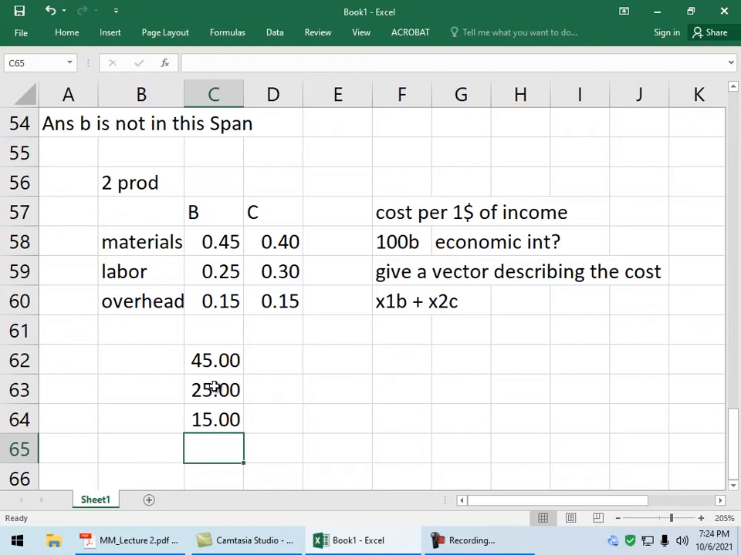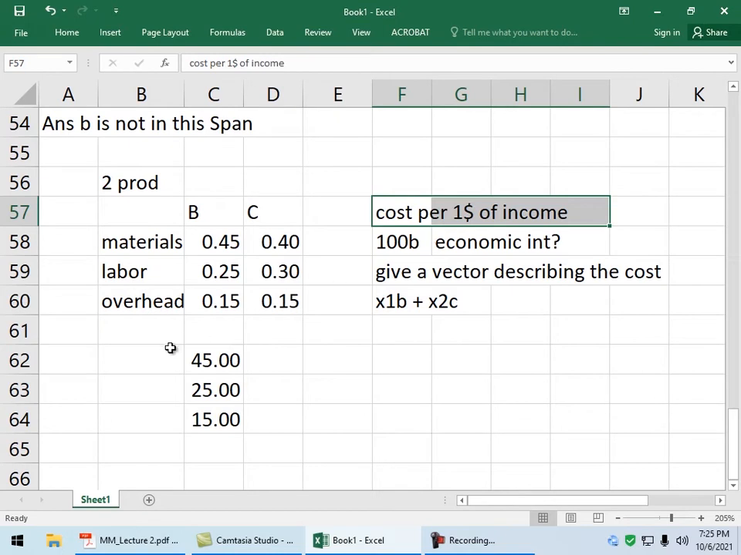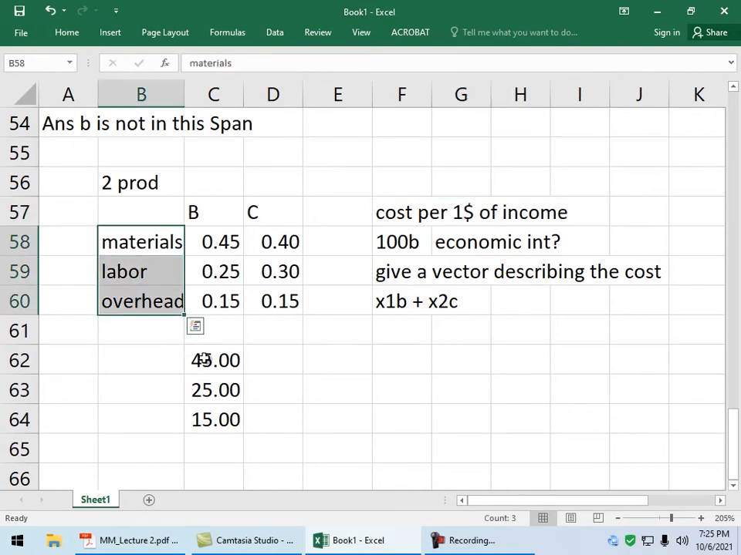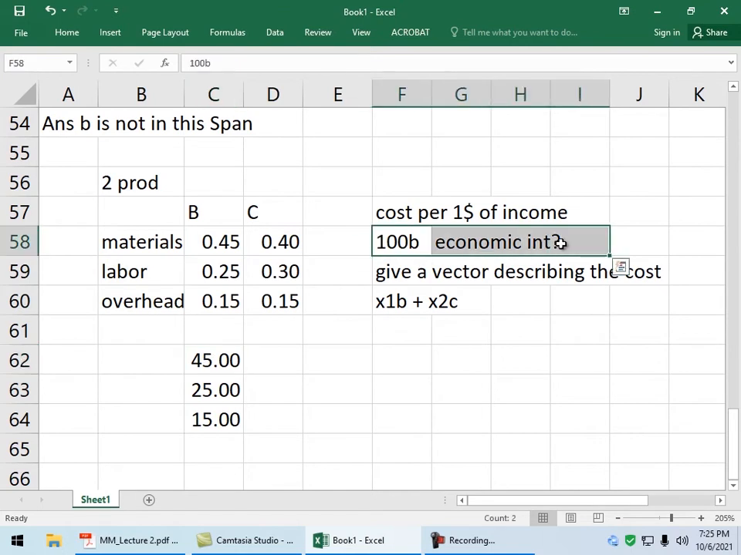Again, no math, this is in terms of economics. If the initial vector is cost per $1 of income, then this will be the cost per $100 of income. And various costs of producing: material, labor, and overhead per $100 of income. That's it. This is the economic interpretation. And the second one, the cost of manufacturing these values, the answer is inside this question: x1B plus x2C.